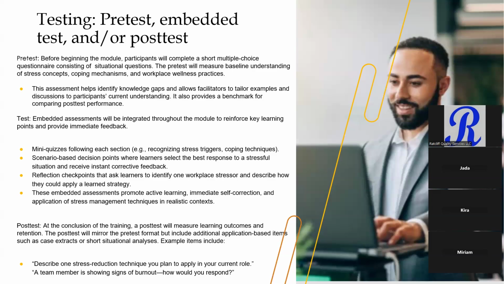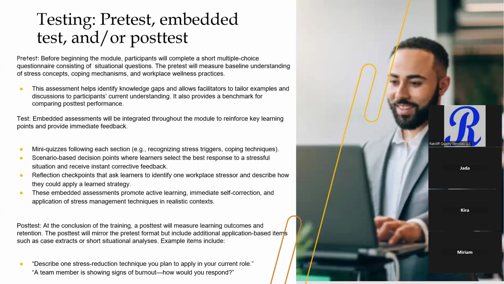During the tests, there will be embedded assessments integrated throughout the module to reinforce key learning points and provide immediate feedback on whether you're actually using these coping techniques and recognizing your stress triggers, such as mini quizzes and scenario-based decision points where learners select the best response to a stressful situation and receive instant corrective feedback on how to manage that stress the right way. There are also reflective checkpoints that ask learners to identify one workplace stressor and describe how they could apply a learned strategy.